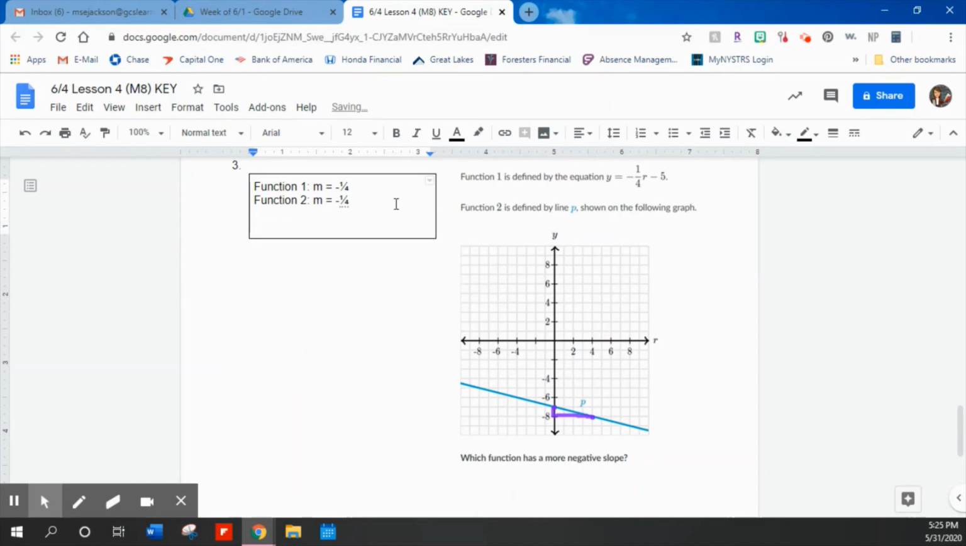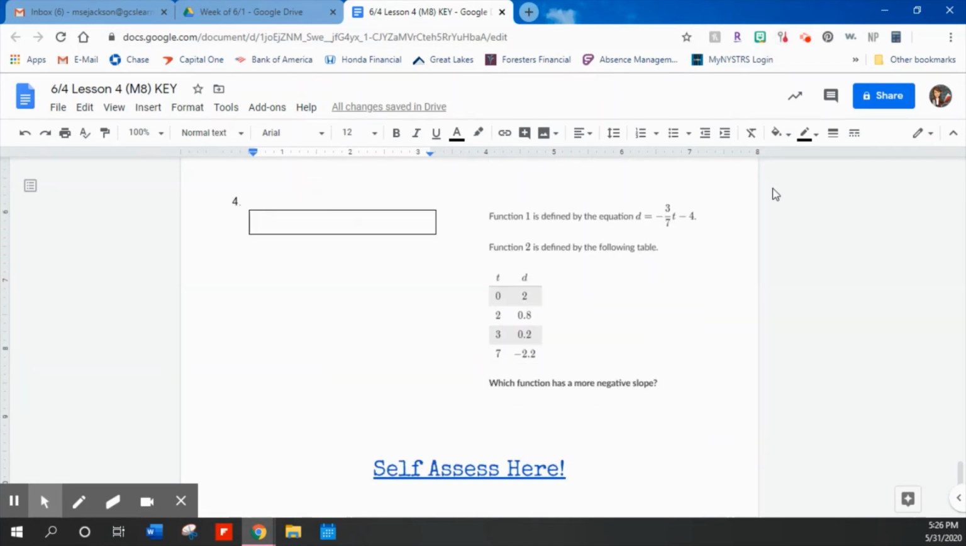Now this is a trick question. It says which function has a more negative slope? Both functions have the same slope. Okay, so that's a trick question. Now it is not the same function because the y-intercept here is negative 7. The y-intercept up here is negative 5. So these lines are not the same, but they would be parallel. Okay? All right, let's take a look at the next one.